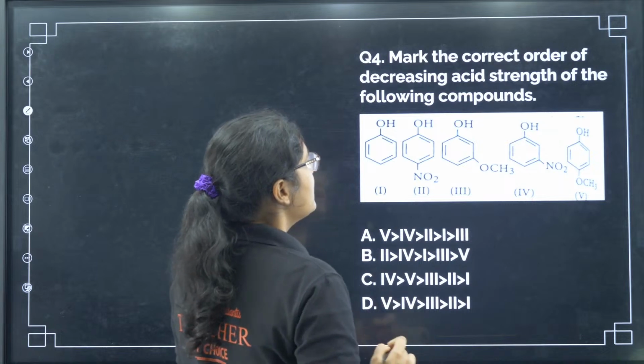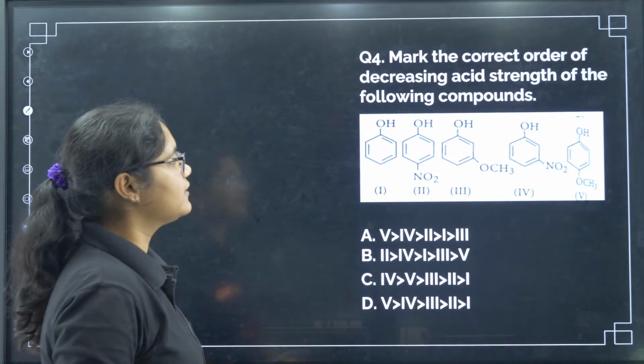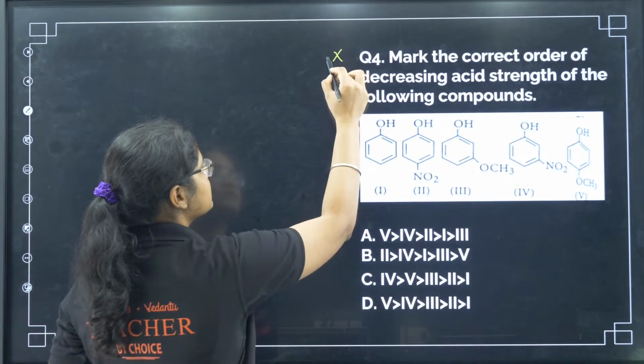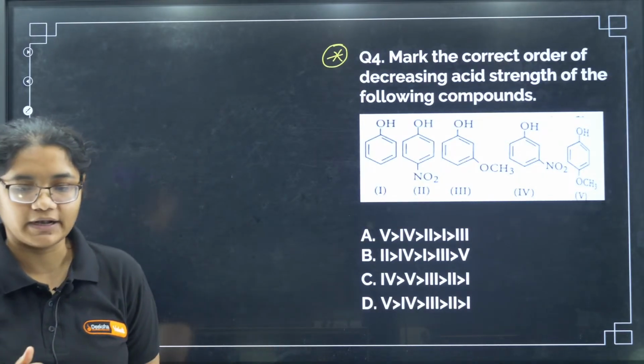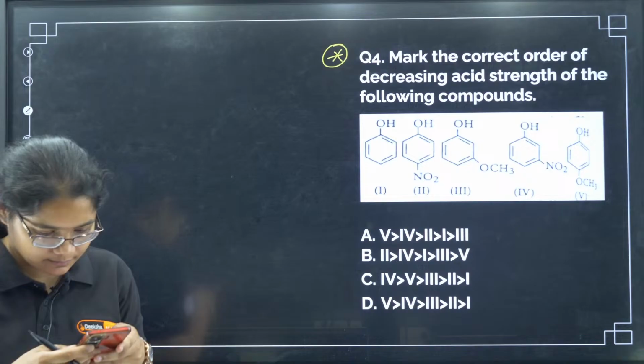Next question number 4: correct acidic strength in the increasing order of the following compounds. This is a very important question. Such type of questions are much more expected. I hope the question is visible to all of you.